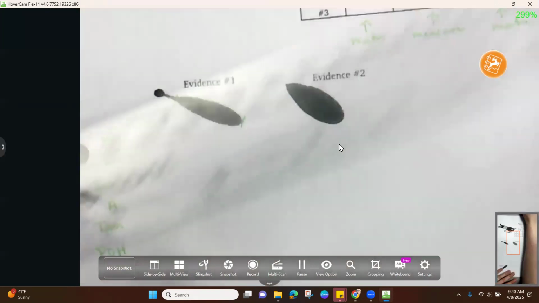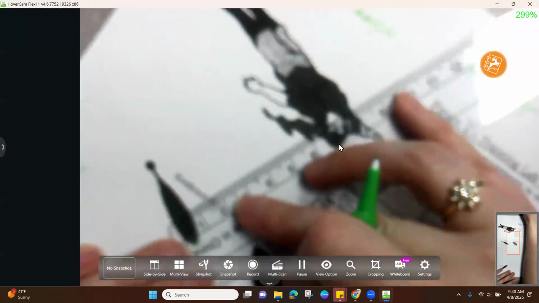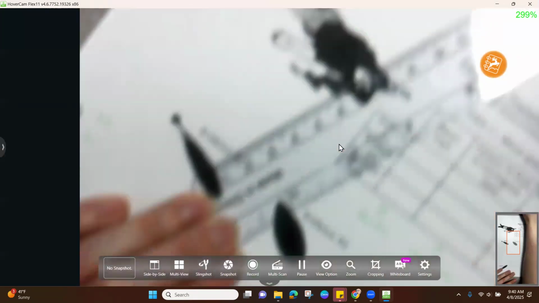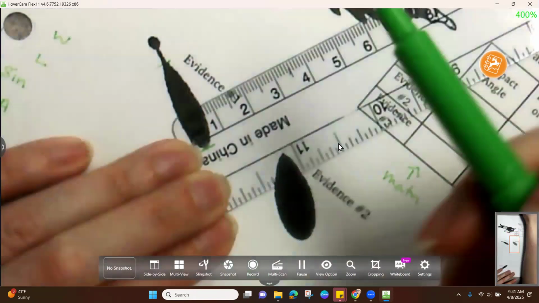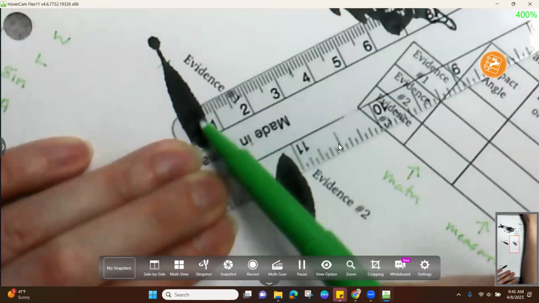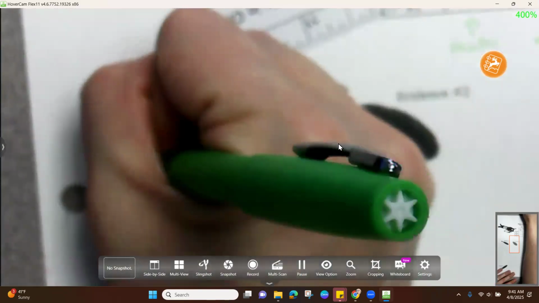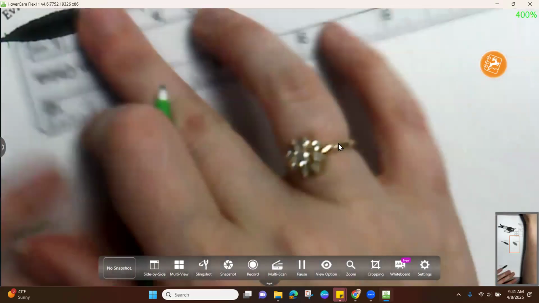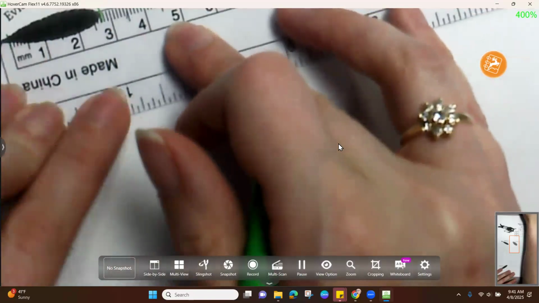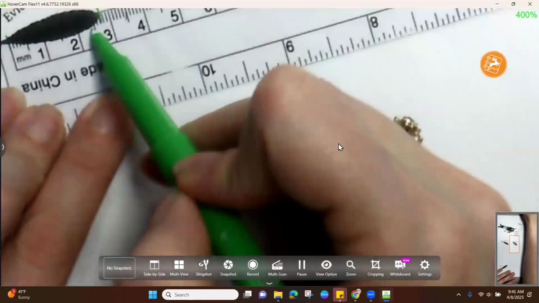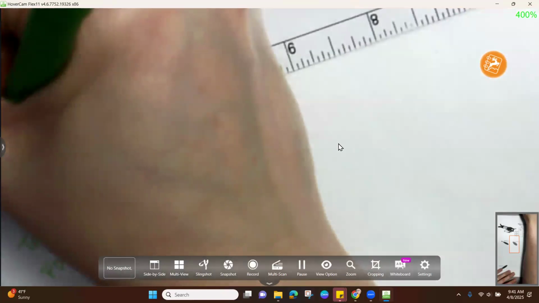We're still using our ruler. We're still in millimeters. So for width, you go to the fattest part of the drop from side to side. Let that focus for a second. And we are at 5, 6, 7 on my ruler. So my width is 7. We're going to go to length. And we are at 25, 6, 7 for length.